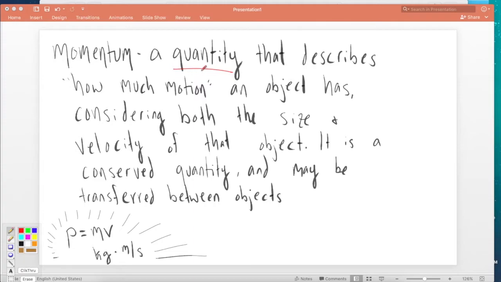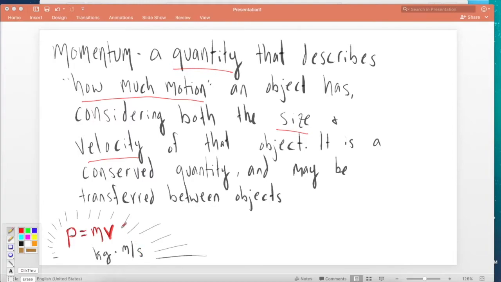It's a quantity, it's a measurement. It describes how much motion an object has, considering the size and velocity of that object. So you can see down here in my equation, this P is the letter that we're going to use to represent momentum. And very, very simply, it's equal to the mass of the object that you're analyzing times its velocity, mass times velocity. Mass is going to be measured in the unit of kilograms, and velocity, of course, is meters per second. So you combine that unit, the unit for momentum is kilogram meters per second. Kind of a strange unit, but that's what it is.